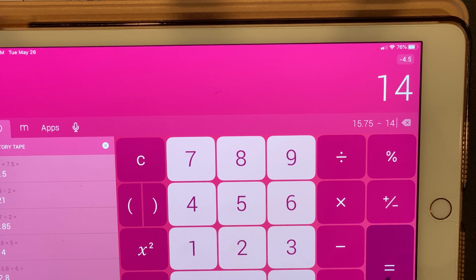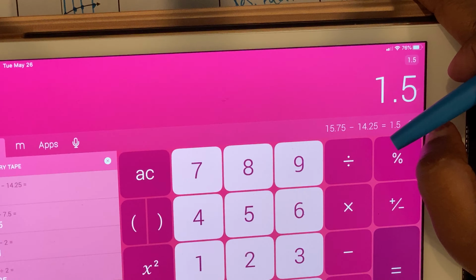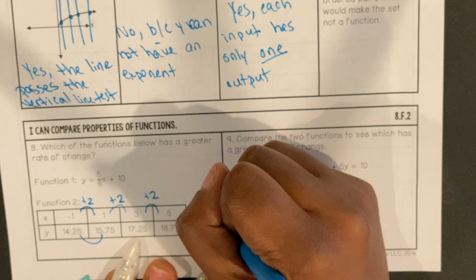Okay. 14 and 25/100. We'll get 1 and 5/10. I did not know my book can do that. That's kind of cool.